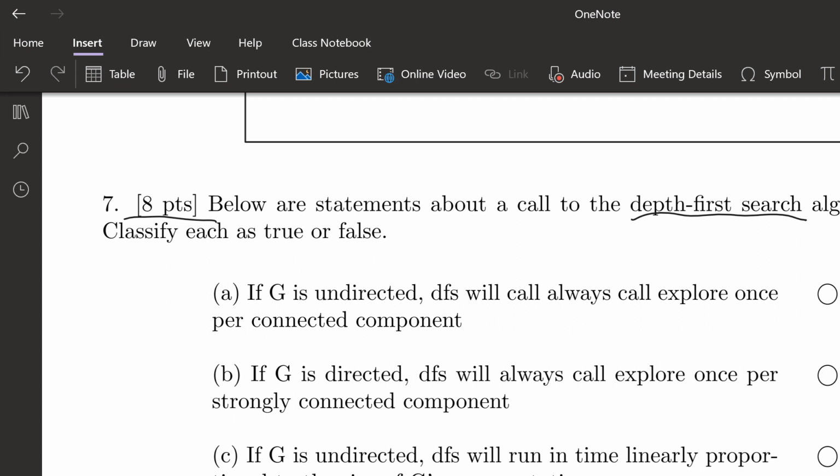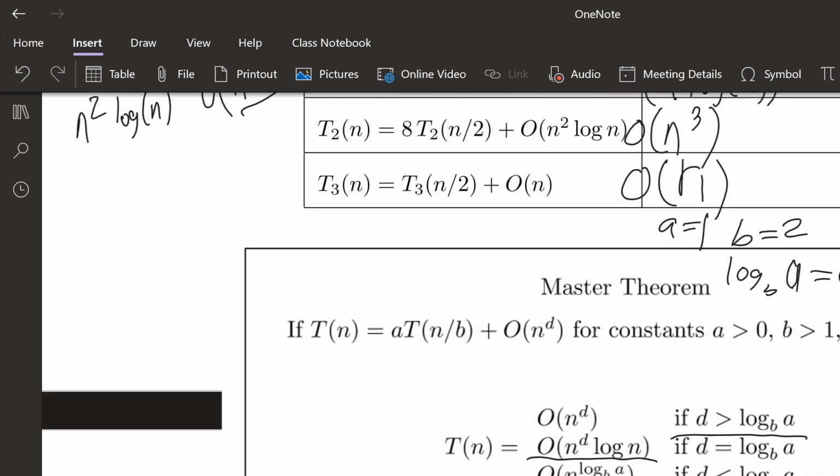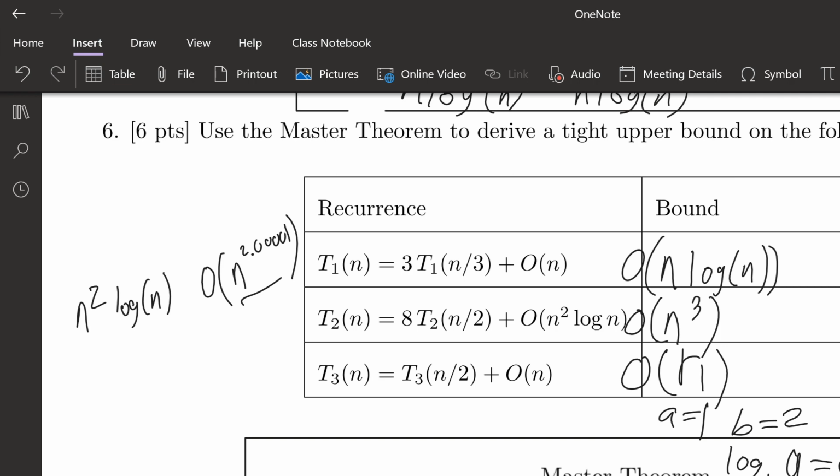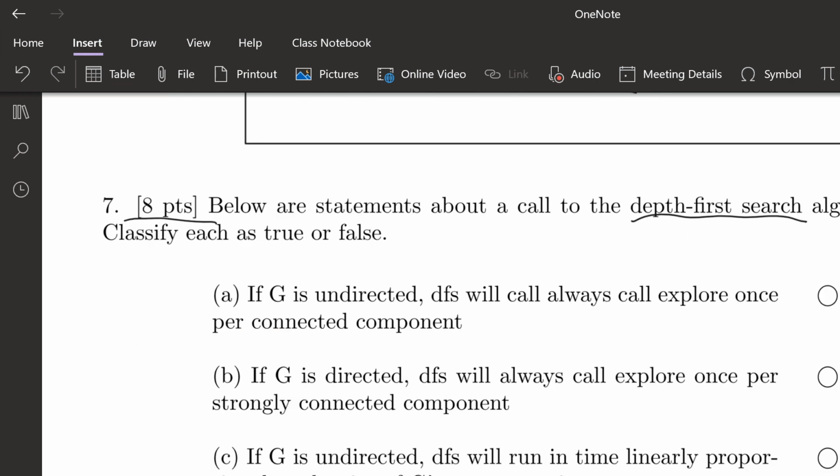I saw a hand up over here. I was asking about the previous problem. Well, it's still important to know. Master theorem's good stuff. So in the previous problems, I guess on number 8. Oh, number 8? Okay. Yeah.